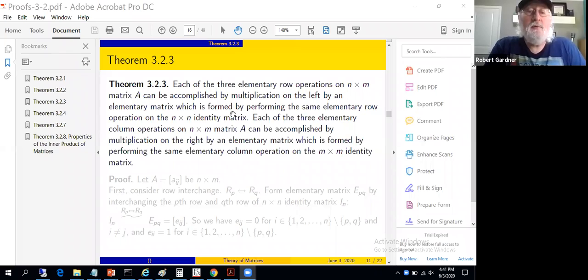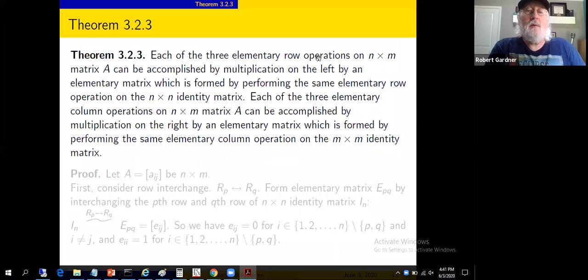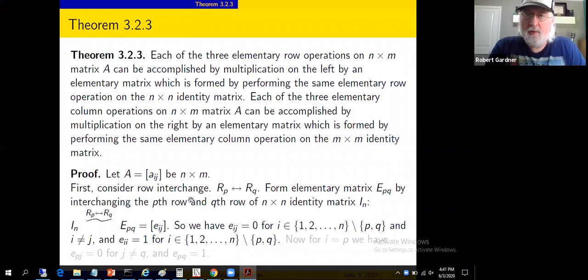And now let's prove this theorem 3.2.3. We're going to prove it for the row operations. So we'll go through all three of those and leave the column operations as a similar argument. Okay, so let matrix A have the usual entries, A sub ij. It's an m by n matrix.